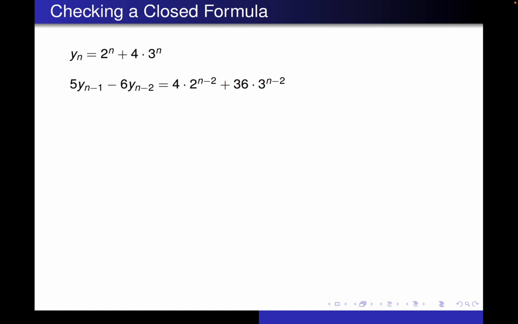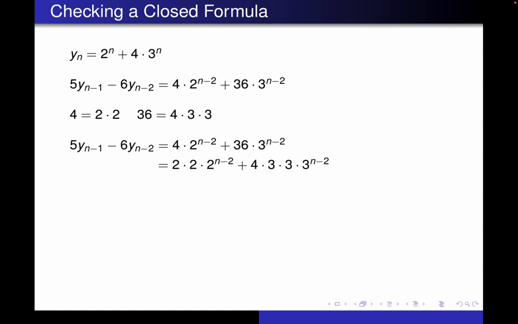And actually, if you look at that 4, what is 4? Well, another way of thinking about 4 is 2 times 2, right? And that 36, you could think of that as 4 times 3 times 3. And the nice thing is, now if we plug that 2 times 2 in for 4, and then that 4 times 3 times 3 in for 36, what it was before is 4 times 2 to the n minus 2 plus 36 times 3 to the n minus 2. We're going to plug in 2 times 2 for 4, and 4 times 3 times 3 for 36.